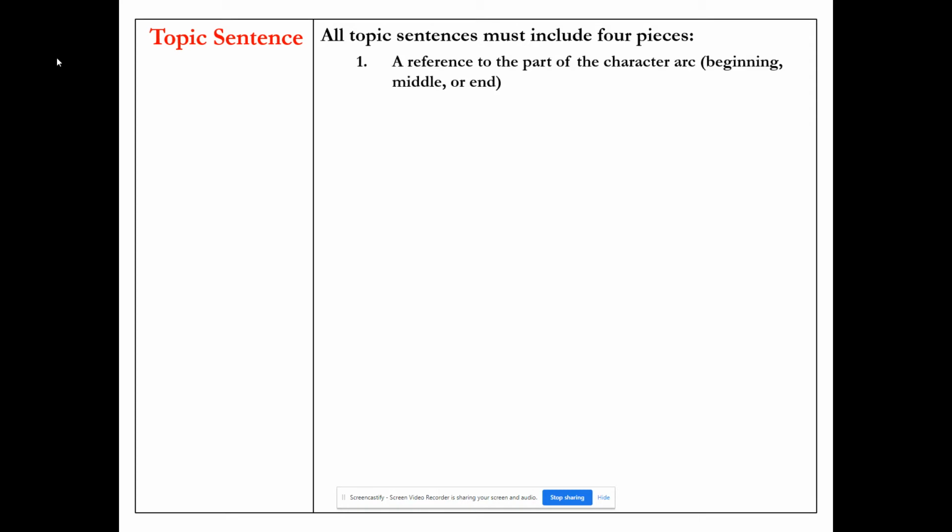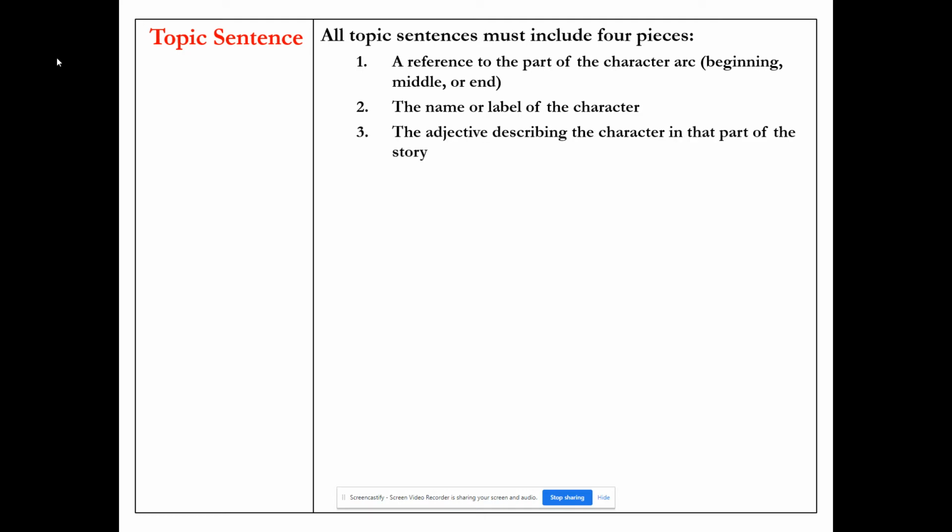Okay, so topic sentences. How are these put together? Well, topic sentences should have 4 pieces in this essay model. They should have a reference to the part of the character arc, that is the word beginning, the word middle, or the word end. They should have the name of the character or the label of the character if the character is not given a name, like the husband and wife in Birthday Party don't have names. The adjective describing the character in that part of the story. So that might be, for Birthday Party, proud at the beginning for the first body paragraph.